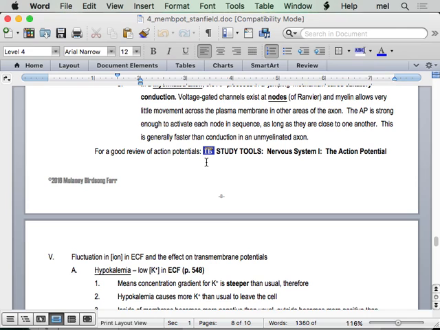There's a really good review of action potentials in Interactive Physiology. Have any of you used Interactive Physiology yet? It's really helpful when things start getting hairy, like they do with the nervous system. So I'm just going to remind you again that it can be very helpful. Okay? All right. So, questions?